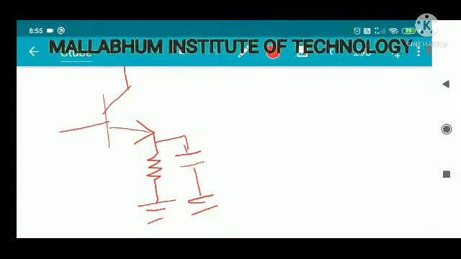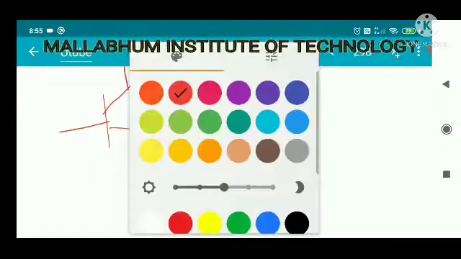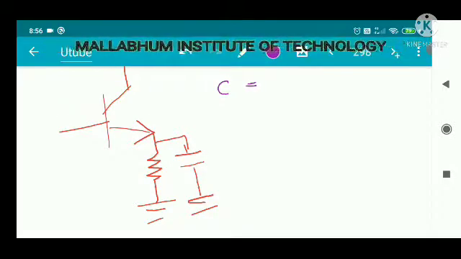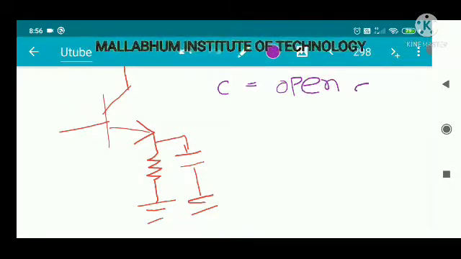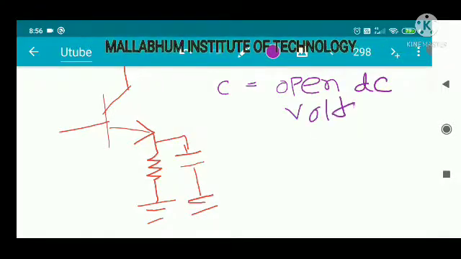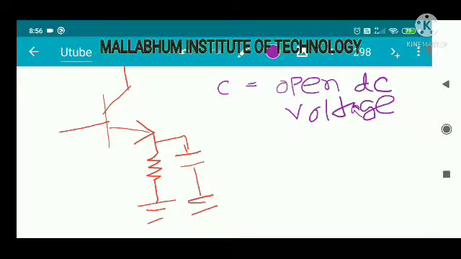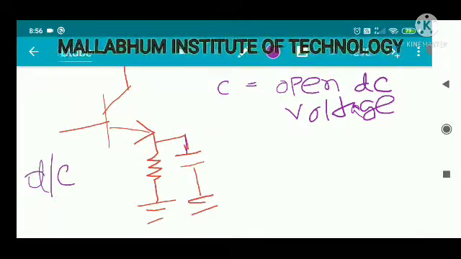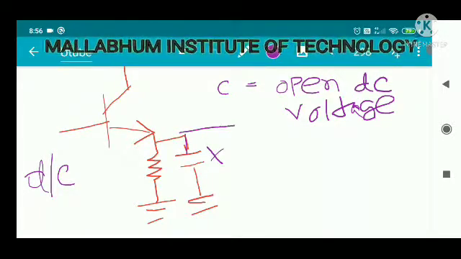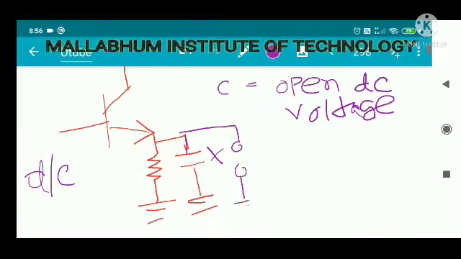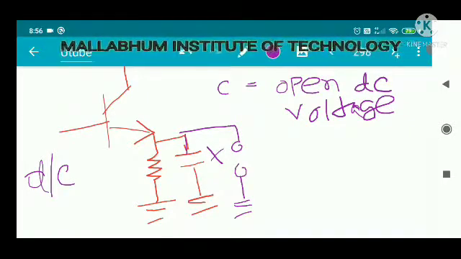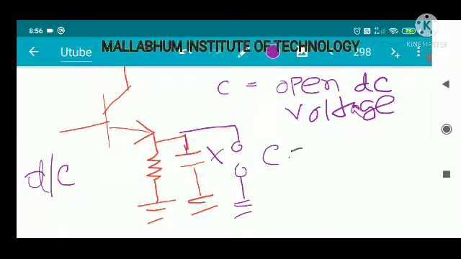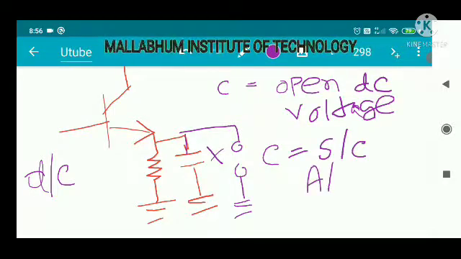Now all of you know that a capacitor is an open circuit at DC voltage. So during the DC analysis, this capacitor will not be present, it will be just like an open circuit. So the original stability analysis, all of the things will be present there as it is. But during the AC analysis, the capacitor is a short circuit.